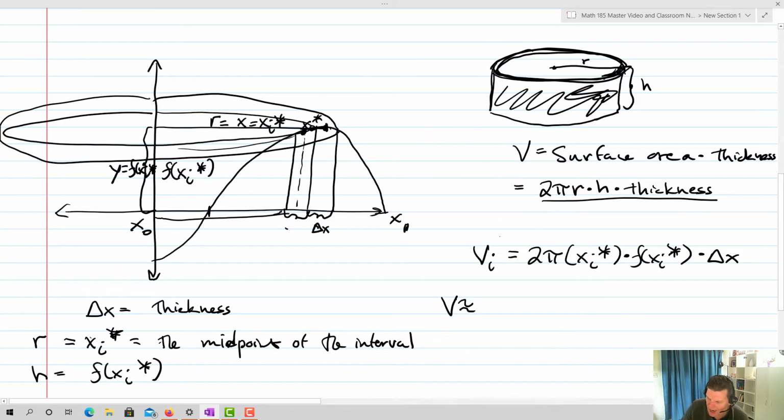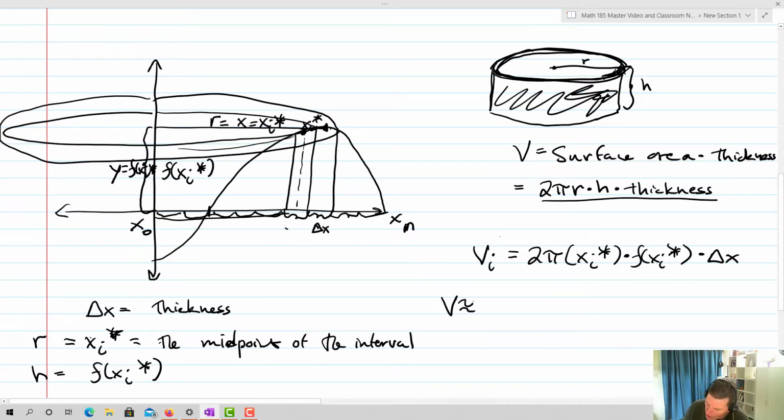Or x naught to xn, however long the interval actually is. Go from x naught to xn, and that's how we're going to add up all of these volumes, just like we've done previously. We're going to accumulate all these little volumes until we have the entirety of the figure, for whatever that looks like.